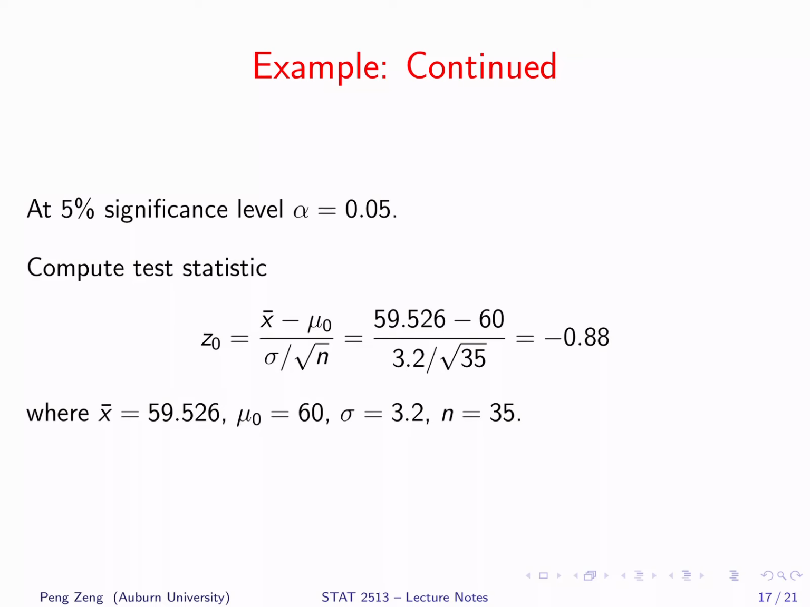Z0 equals x bar minus mu0 divided by sigma over square root n. Here, x bar is the sample mean, mu0 is the value in the null hypothesis. Sigma is the population standard deviation, and n is the sample size. After calculation, the test statistic is Z0 equals negative 0.88.